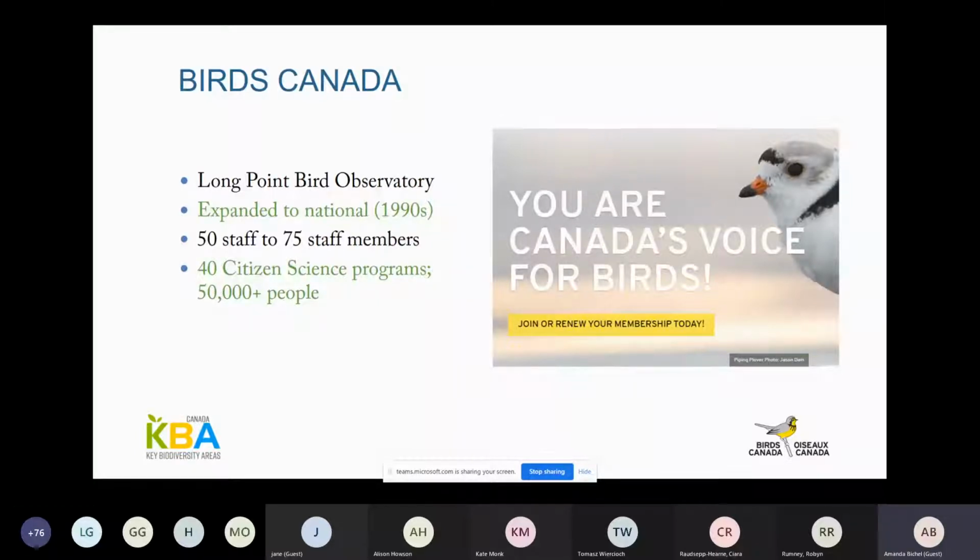And then a year ago now, we became Birds Canada to better highlight the outreach, engagement, and education work that we do. Right now we have around 50 to 75 staff members, depending on the season. And we run 40 citizen science programs, including Christmas Bird Count, FeederWatch, species at risk projects, and birding atlases, which is big right now in Ontario. Through those and more programs, we engage over 50,000 people across Canada.